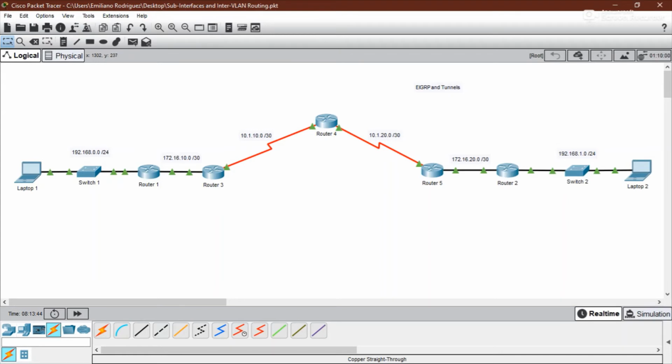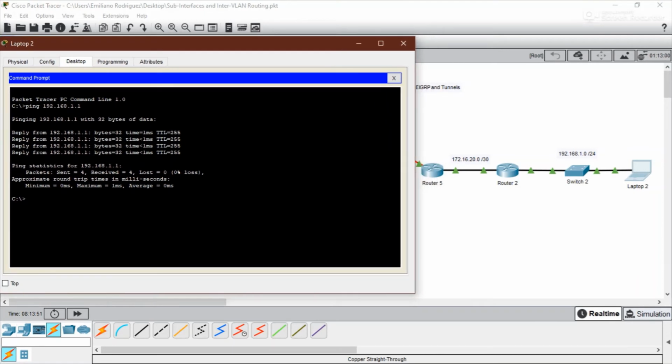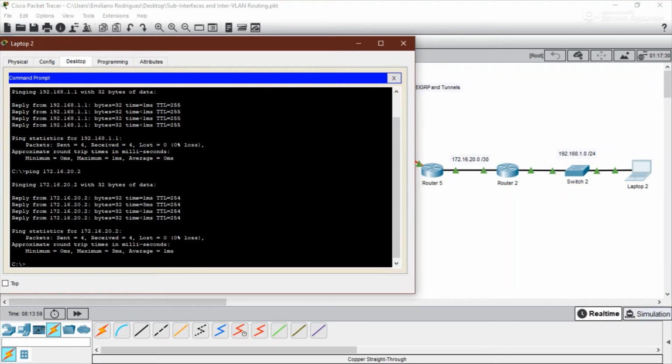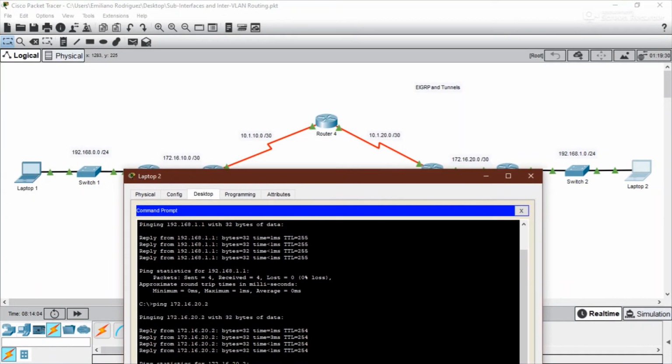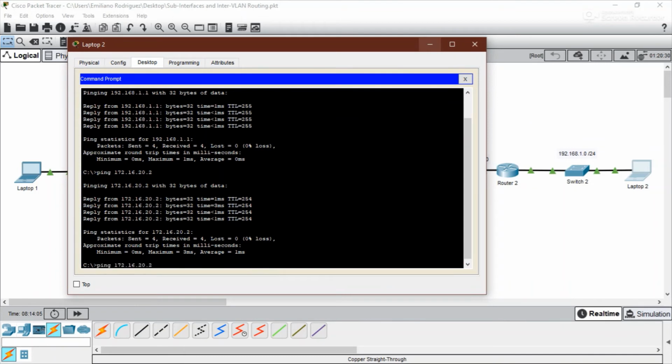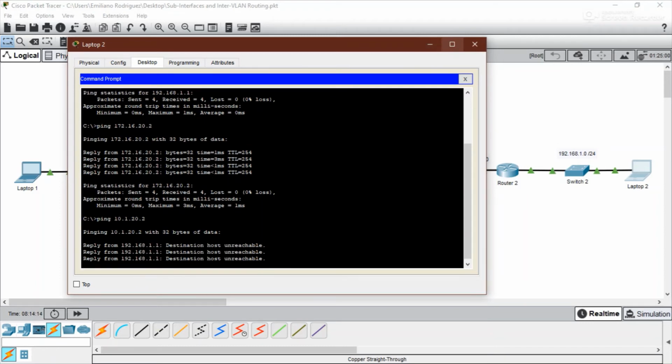Laptop 2 should now be able to ping router 5 at 10.1.20.2. It will not, however, ping the 10.1.20 network. Destination host unreachable.